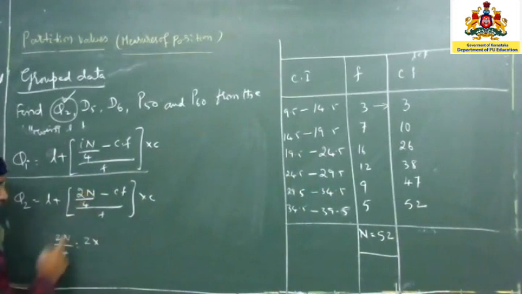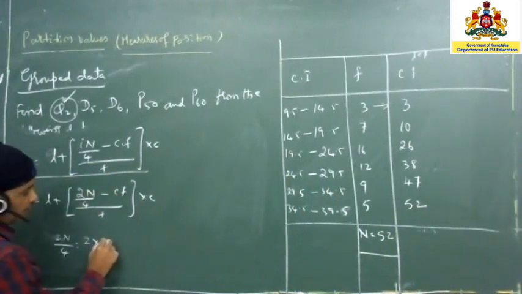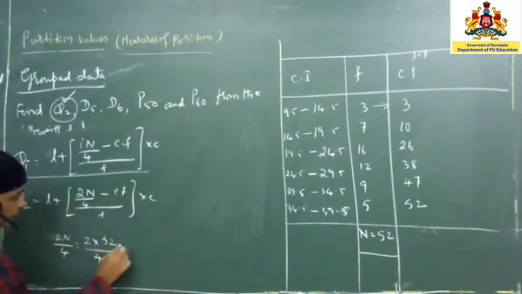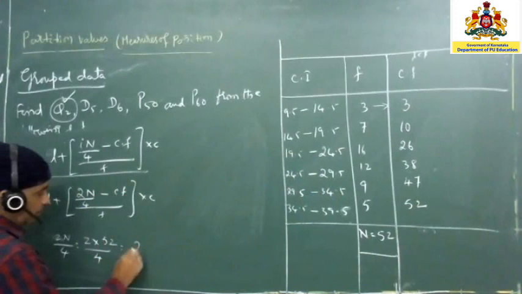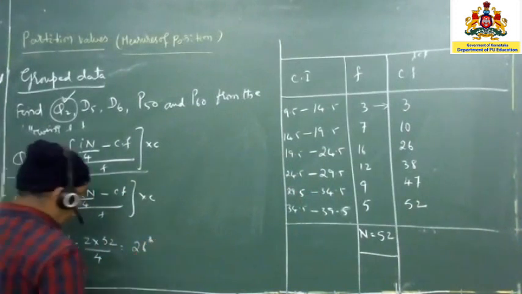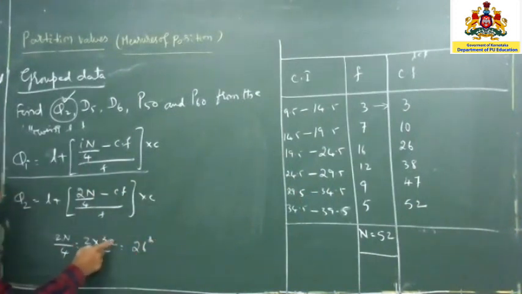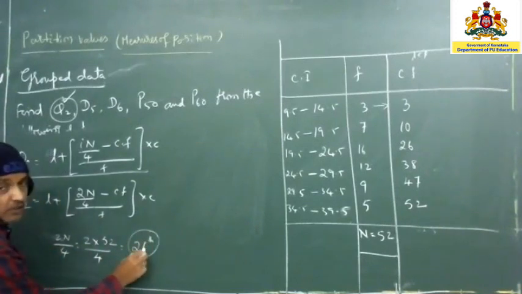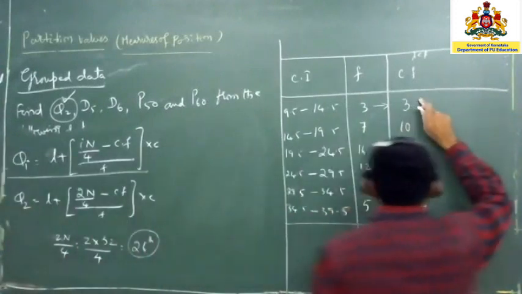After finding the CF, now we have to calculate 2n first. 2 into what is the n? N is going to be 52, and divided by 4. How much are you going to get? The 26th value. So 4 13s are 52, 2 times 13 is 26. This 26th value, you have to look for in the CF.